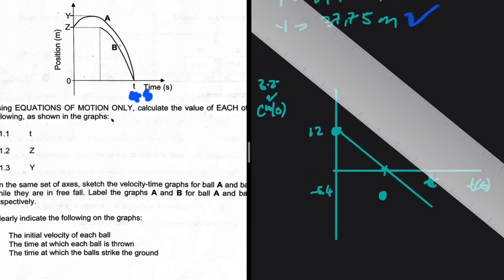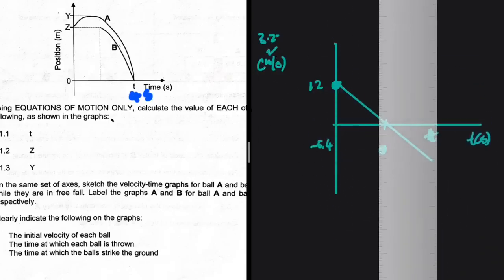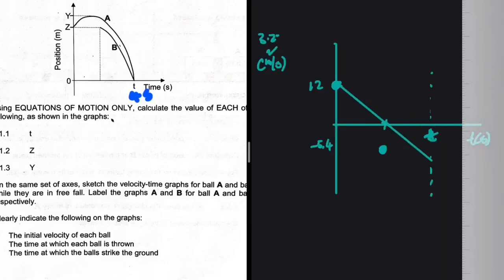And then what? Let me just draw a straight line here, on the same set of axes. The question says sketch, so I wanted to ask if you had graph paper, but I don't think you had. I'm putting those dotted lines there so that I can be as accurate as I can be, right? So that is for ball B, and then for ball A rather.